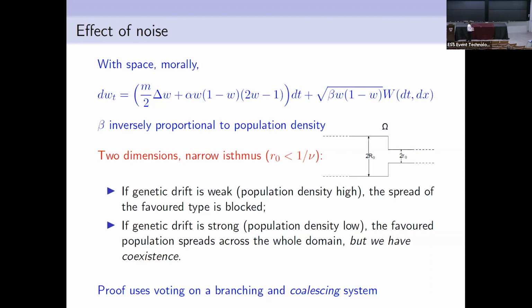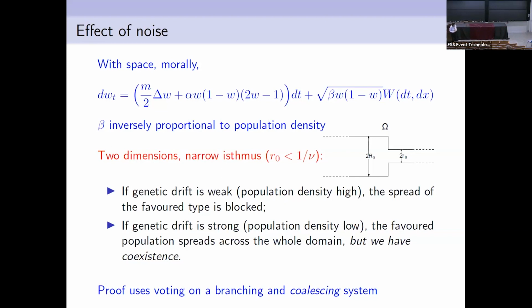But what's interesting is if the population density is high, we still get blocking. But if the population density is low and we get this surface tension broken down, what's actually going to happen is not that the yellow flowers invade, it's that we're going to see coexistence of types. So selection's being really ineffective, and the thing spreads across the whole domain. But the proof of this result really depends on this same branching system and voting idea that we had before, but now we have coalescence as well. So by virtue of taking a probabilistic proof of Chen's result, we were able to do something much more general and consider the effects of noise.